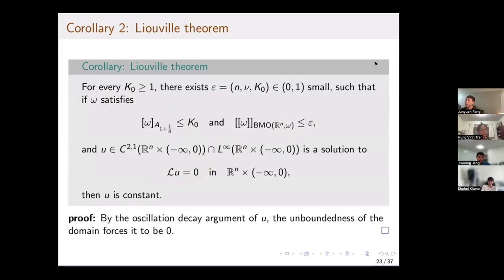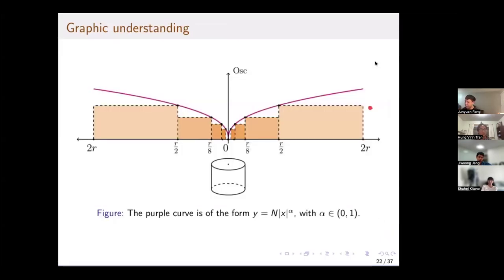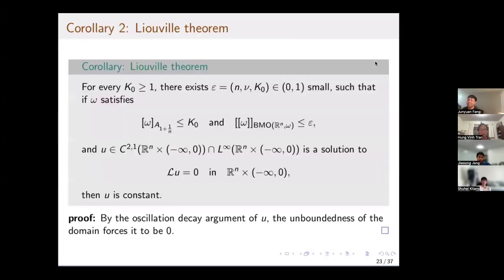The proof basically uses the oscillation argument. This can go to infinity, keep going. And we also know U is bounded. So by the unboundedness of the domain, this forces the oscillation to be 0. Then U has to be a constant. That's the basic idea. All right, we finished the corollaries.